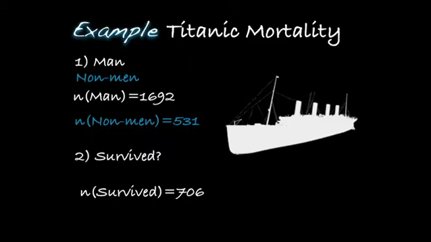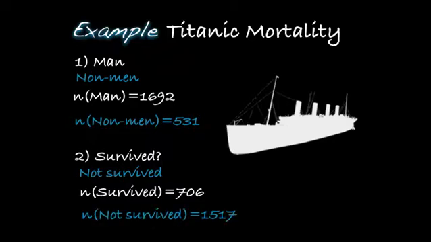The event of picking a survivor. There are 706 survivors aboard the Titanic. The complement of surviving is not surviving. Notice that there's 1,517 non-survivors aboard the Titanic, which we add to the 706 to equal the total number of possible people on the Titanic, which is 2,223. Total number of passengers.